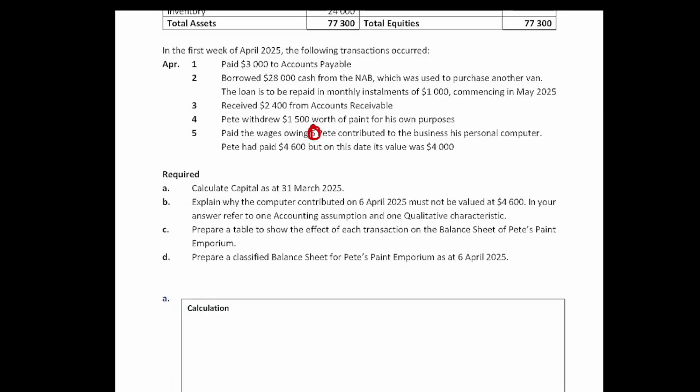According to the accounting entity assumption, $4,000 should be considered as the value to the business, because the owner and business are two separate entities.